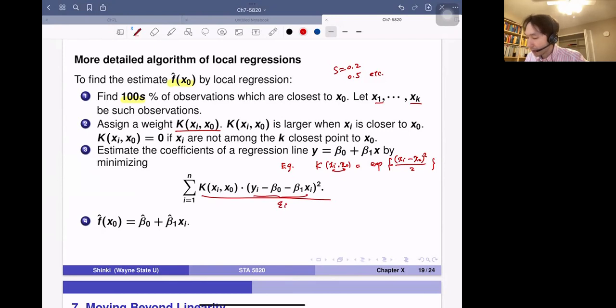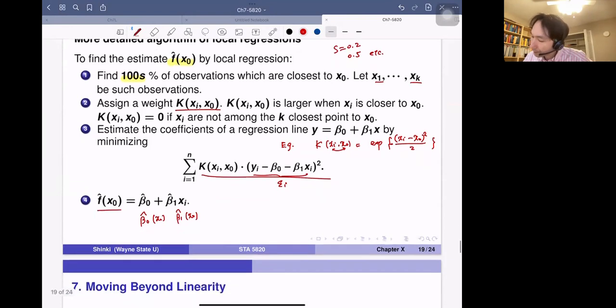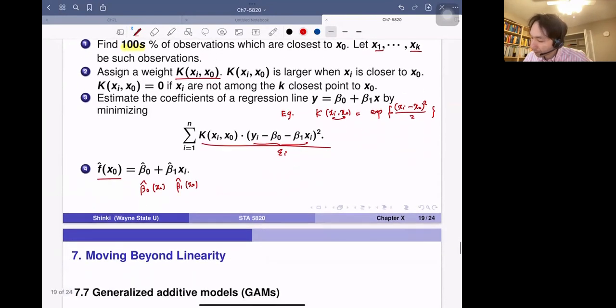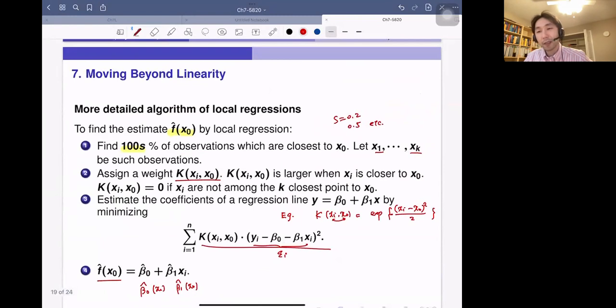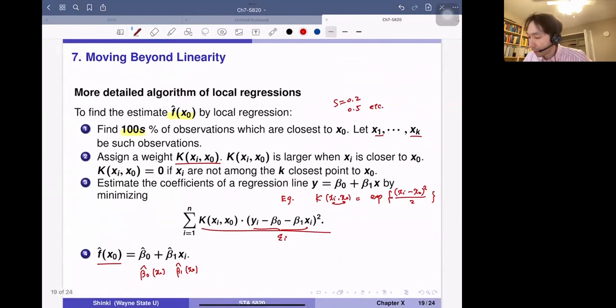Yes. Then after we estimated beta naught and beta 1, we define f hat of x naught as this. Maybe to be exact, this depends on x naught. So maybe I have to say beta naught hat of x naught and beta 1 hat of x naught. But we use these coefficients to estimate the f hat of x naught. Yeah, so this is how local regression works. Do you have any questions?